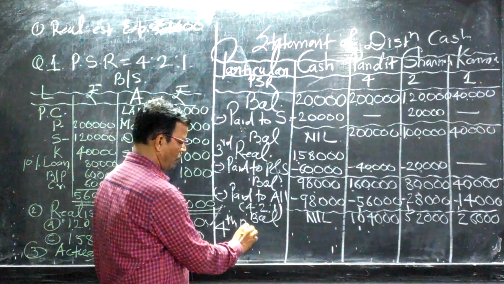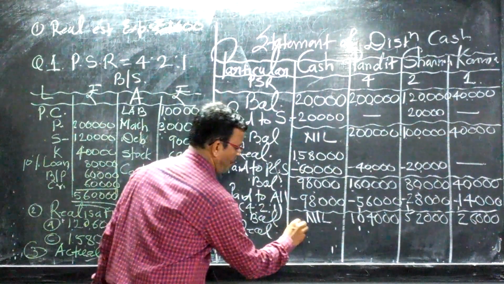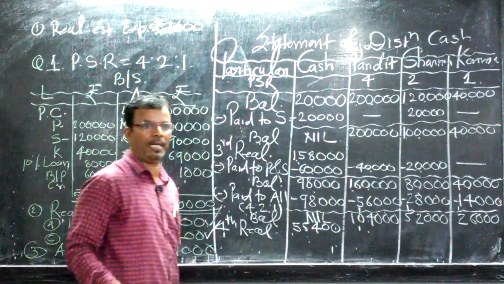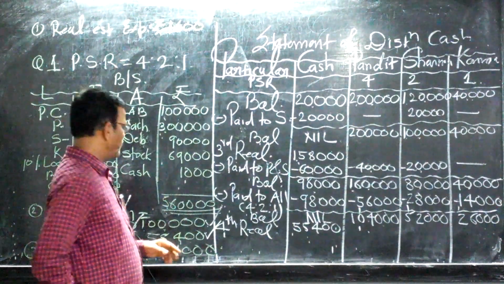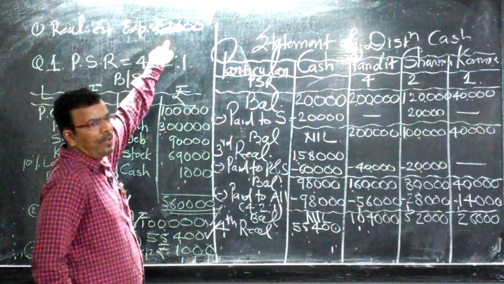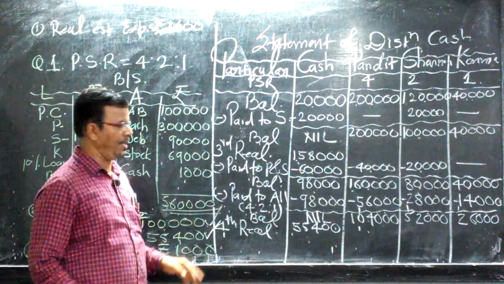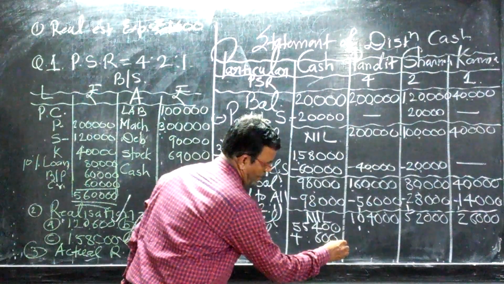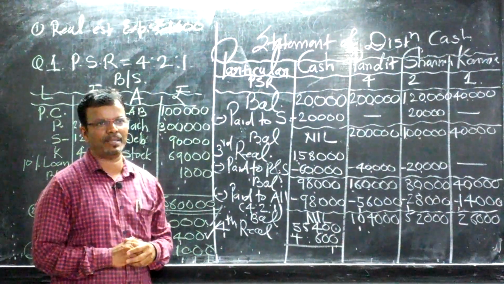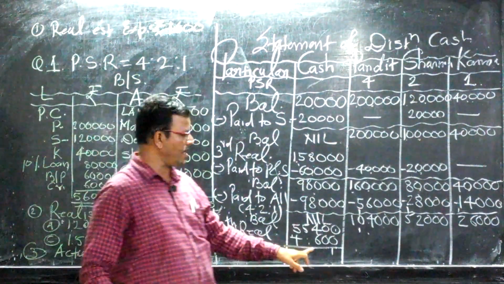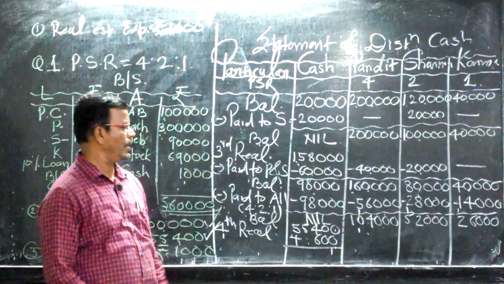Which realization? The fourth realization. And how much do we have in the fourth realization? 55,400. Now this is our last realization. Is there anything after this? No. In this we have to adjust the realization expenses. How much actual? 1,000. How much estimated? 1,600. So how much did we save? 600. That 600 you have to add here. We kept aside an estimated 1,600, but the actual was 1,000, so 600 is saved. So I will add 600 to the last realization and distribute all the money to all partners in their profit sharing ratio. So what is the total?